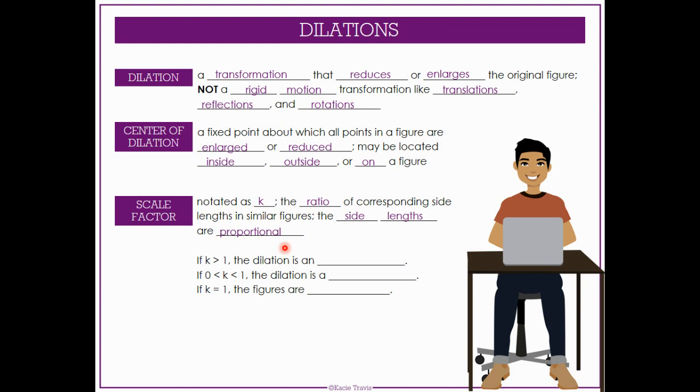We got three different types we want to focus on. If K is greater than 1, the dilation is an enlargement. If K is in between 0 and 1, the dilation is a reduction. And if K equals 1, the figures are going to be congruent, meaning that the size isn't going to change. Okay? So these are the three different things you want to look out for when it comes to the scale factor so you can know how it's going to change.